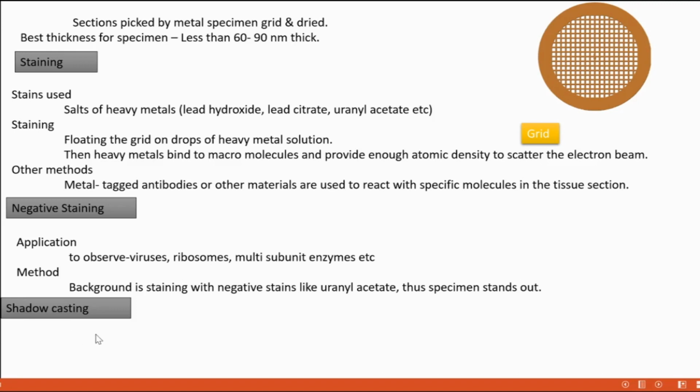Next is shadow casting. Shadow casting is another method of staining.